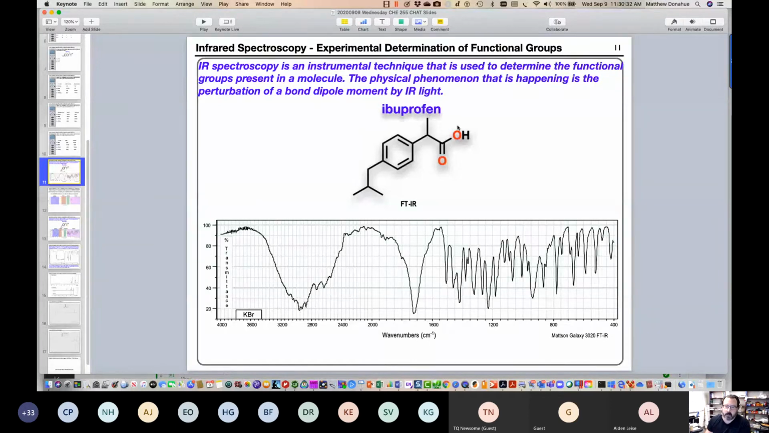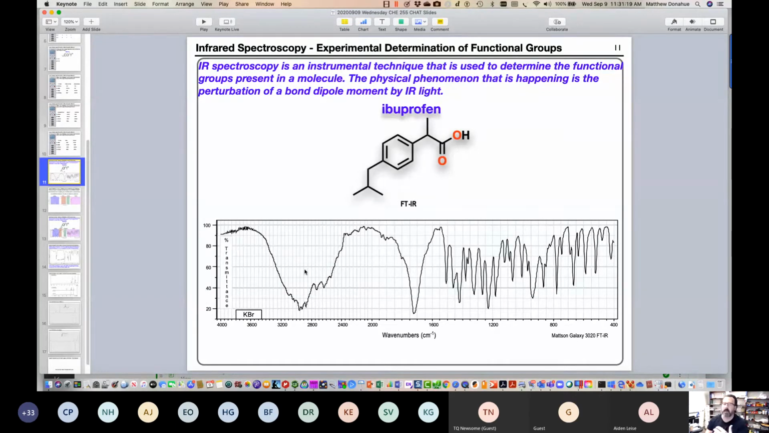So here's ibuprofen. We have an acid functional group, and that's really the primary functional group that IR will indicate to us. So this is an IR spectrum. The x-axis is in this unit called wave numbers, abbreviated reciprocal centimeters. Again, I'll explain how that is derived in the screencast. But for now, what do you need to know? The x-axis runs from 4,000 wave numbers to 400 wave numbers. The y-axis is percent transmittance.